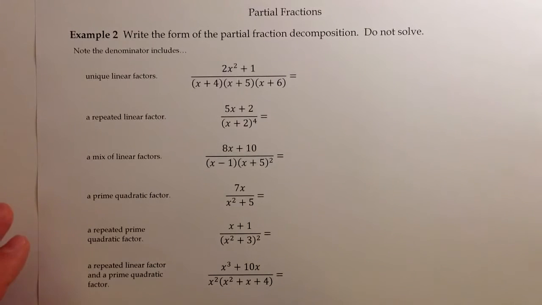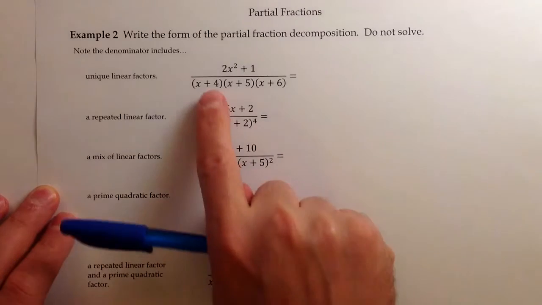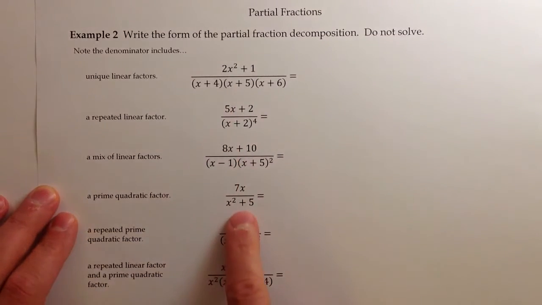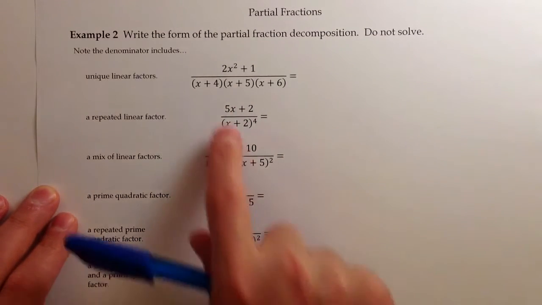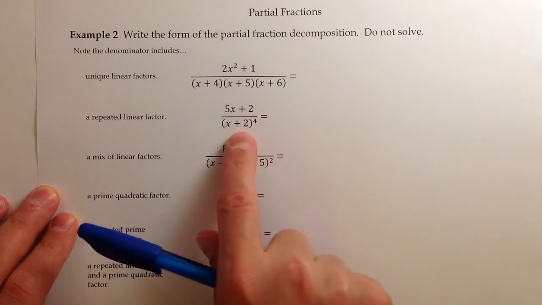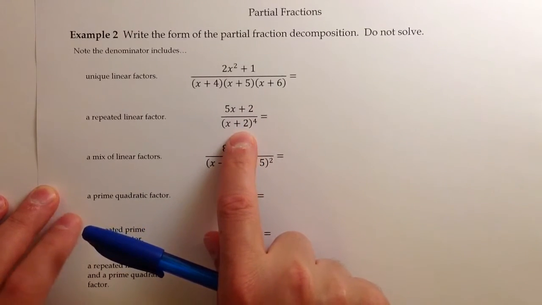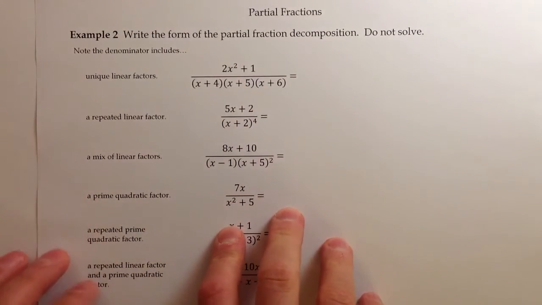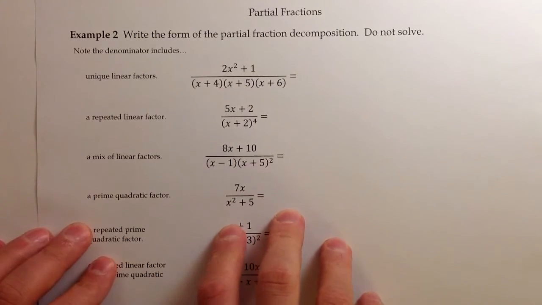In order to create the partial fraction decomposition of a rational expression, we need to know the form that the partial fraction decomposition will take. And that form depends on two things: whether the factors in the denominator are linear or quadratic, and whether they're unique or if there are repeated factors. So I'm going to look at a few examples to demonstrate the different forms that can occur.